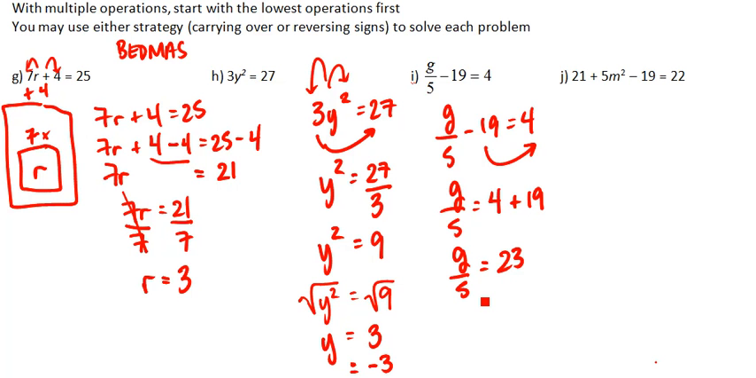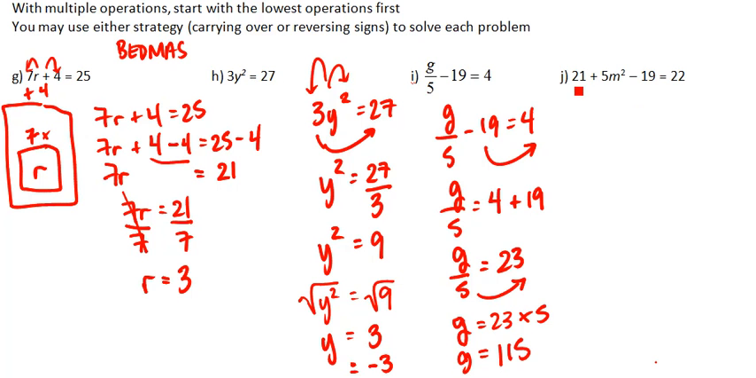I carry over the divided by sign, and it becomes multiplication. g equals 23 times 5. g equals 23 times 5 is 115. j is a little bit more tricky.